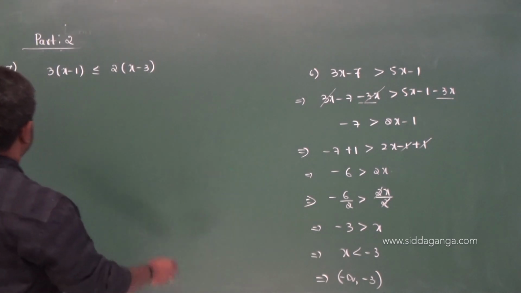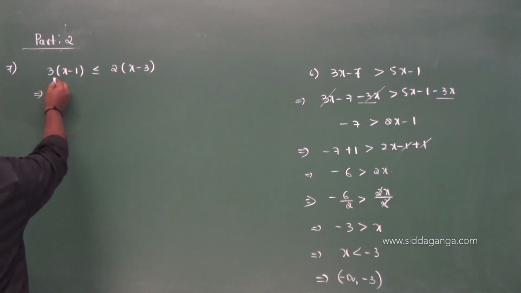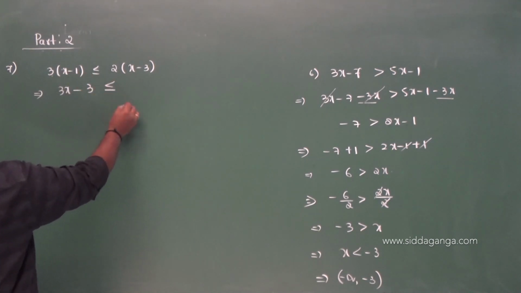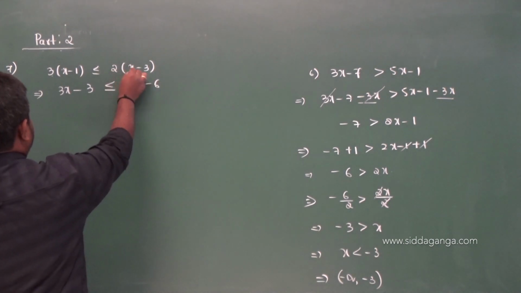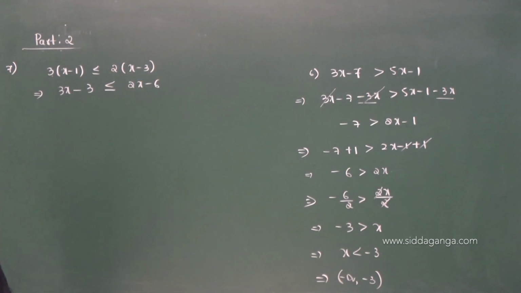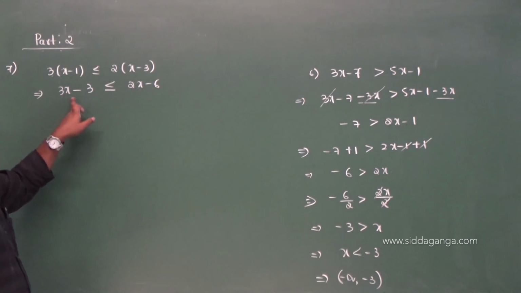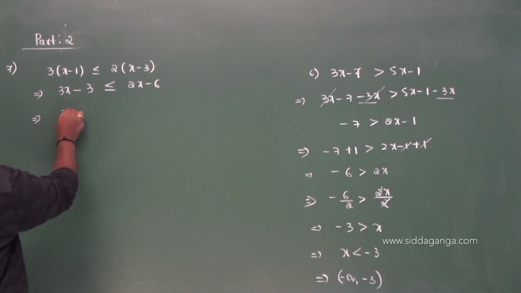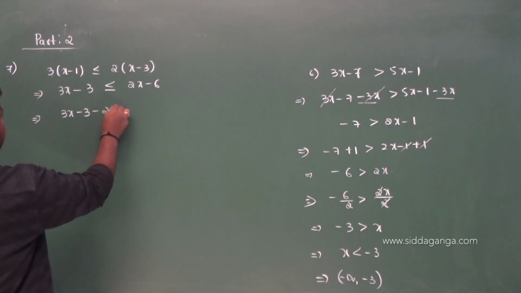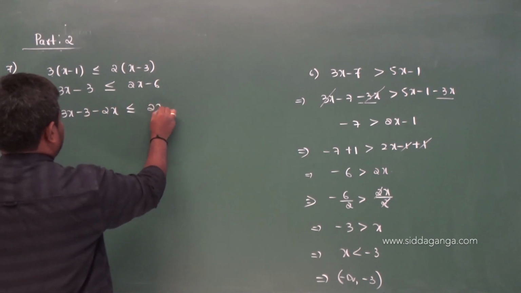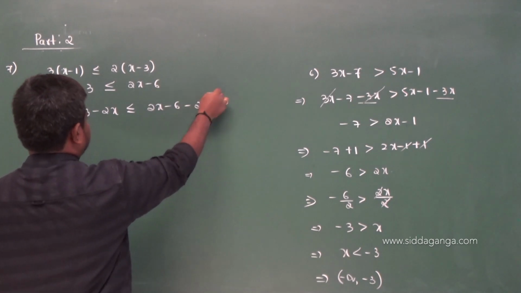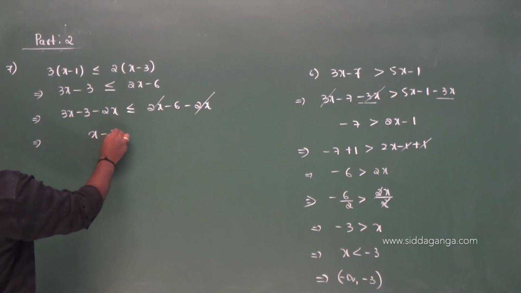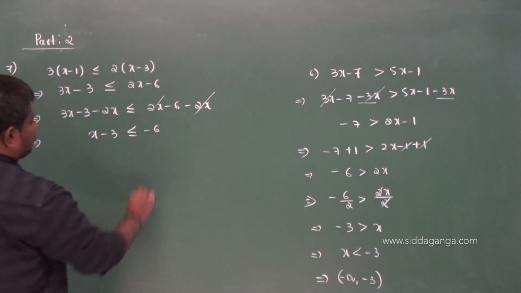Students, it's a simple one. Don't get confused here. Just multiply these two. 3 into x, that is 3x minus 3, less than or equal to 2x minus 6. Same as before, both sides of the inequality have variable terms. So just by adding minus 2x, 3x minus 3 minus 2x is less than or equal to 2x minus 6 minus 2x. Added minus 2x on both sides. So what do you get? 3x minus 2x, that is x minus 3, less than or equal to minus 6.